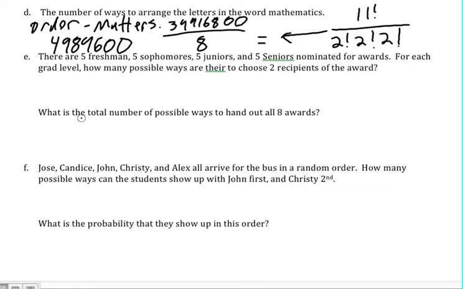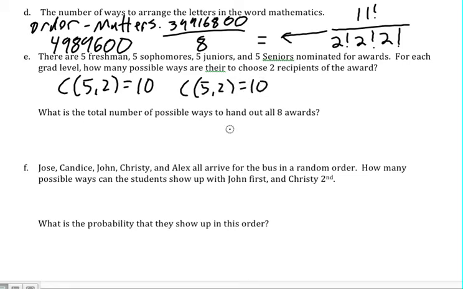Let's just give the freshmen their award first. There are 5 freshmen. We have to choose 2. So that's 5 choose 2, which is 10. There are 5 sophomores, and we still have to choose 2 for the award. So there's 10 different ways to choose the sophomores. 5 juniors, 2 awards, 5 choose 2. And 5 seniors, 2 awards. It's 5 choose 2.